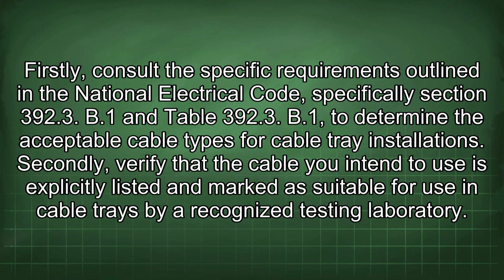Firstly, consult the specific requirements outlined in the National Electrical Code, specifically Section 392.3(B)(1) and Table 392.3(B)(1), to determine the acceptable cable types for cable tray installations. Secondly, verify that the cable you intend to use is explicitly listed and marked as suitable for use in cable trays by a recognized testing laboratory.